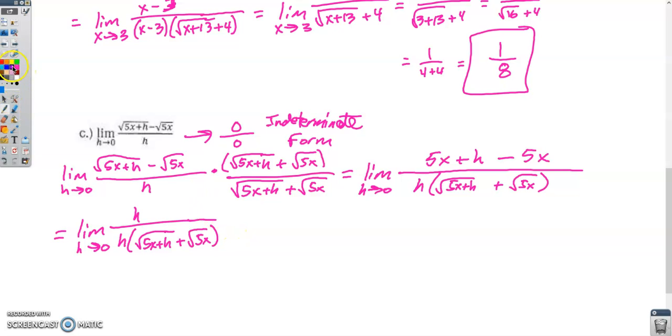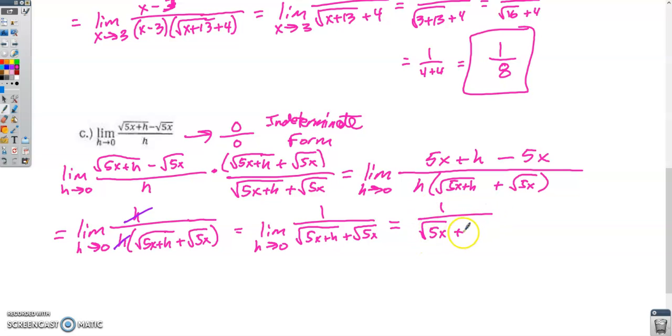And I can cancel an h from numerator and denominator, and this becomes the limit as h goes to 0 of 1 over square root of 5x plus h plus square root of 5x. We take the limit now by substituting, since we have a clear numerator. And we end up with 1 over 2 square root of 5x as our limit.